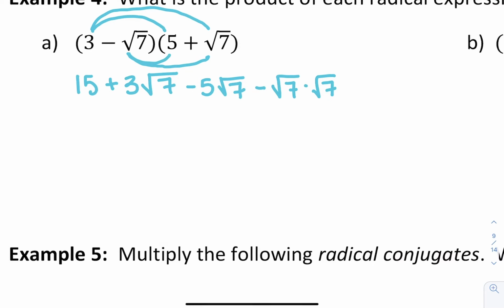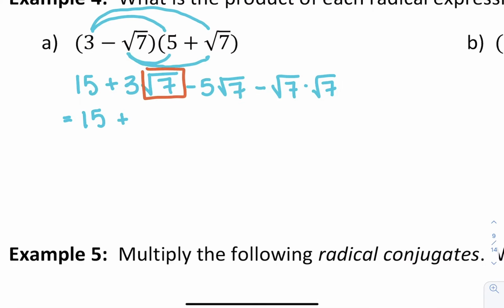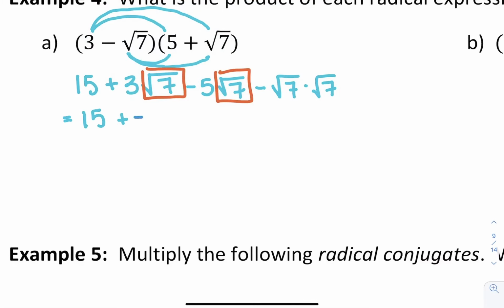So we have 15 plus, now look at this, we have 2 like radicals here. So 3 square root of 7 minus 5 square root of 7 is going to be minus 2 square root of 7. And then negative square root of 7 times square root of 7 is just minus 7. So now we'll simplify what we can. The 15 minus 7 gives us 8. So we have 8 minus 2 square root of 7.